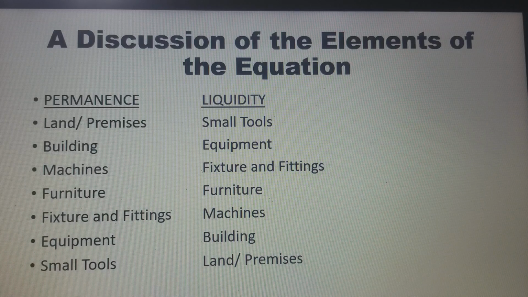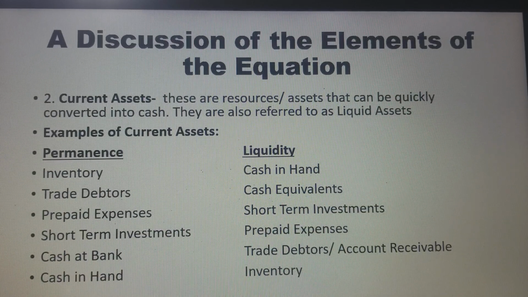We look at the other table, you'll realize that in the form of liquidity, it's a flip. Yes, we flipped the information. So whereas in permanence, you would have land and premises come at the top, in liquidity, they'll fall at the bottom. They are less liquid. The most liquid assets, as fixed assets, would have been what now? Small tools, then equipment, then fixtures and fittings, furniture, machines, building, etc. So the liquidity arrangement is really the opposite arrangement to the permanency listing. Let's move on now to current assets.